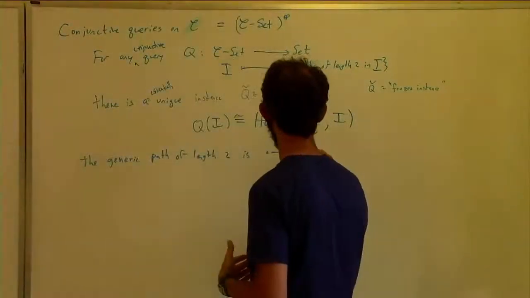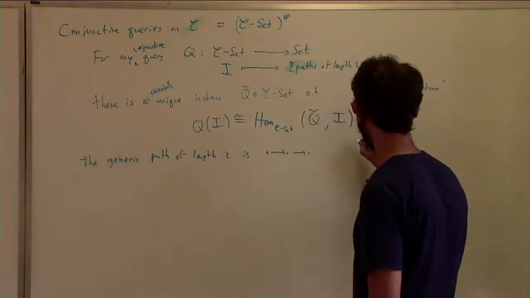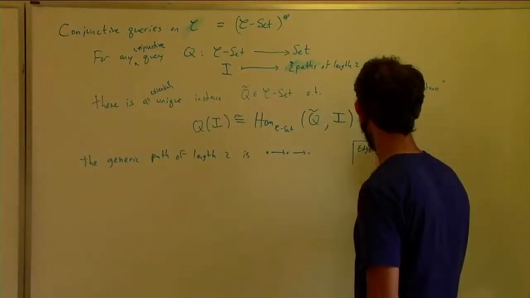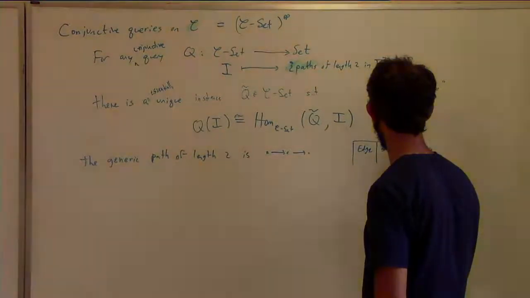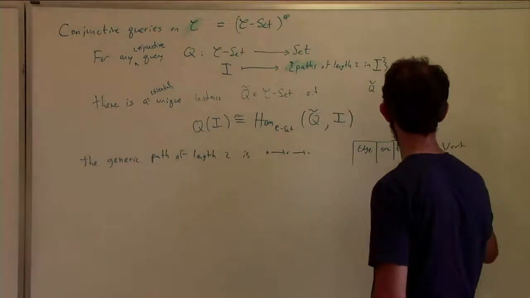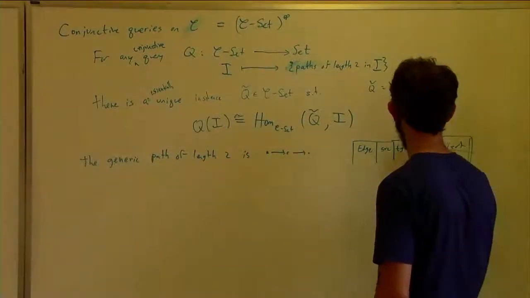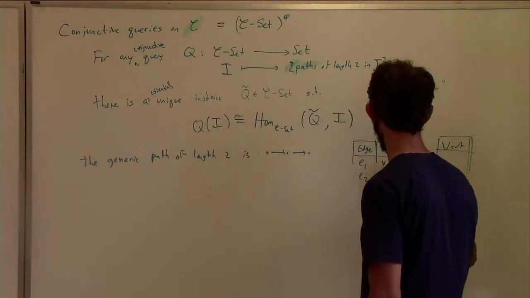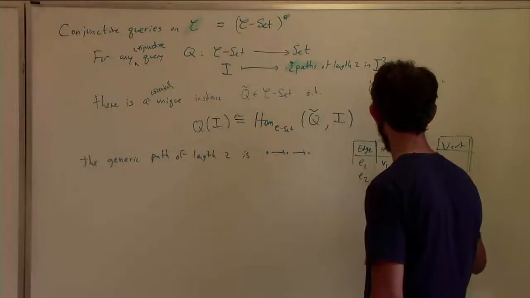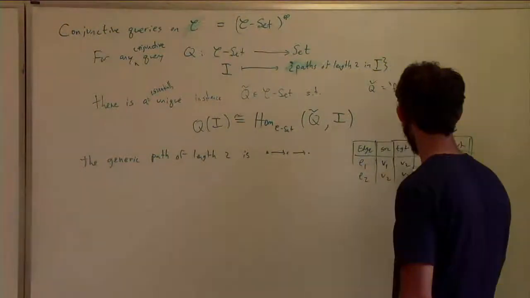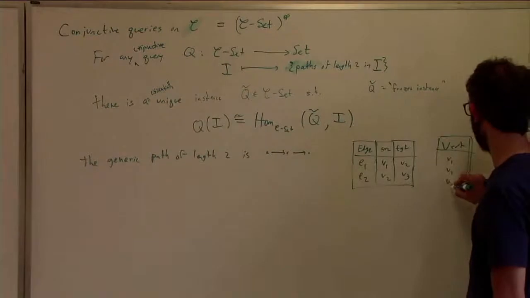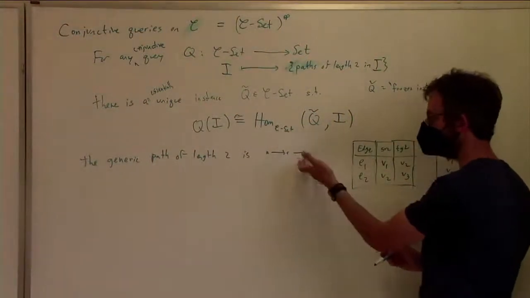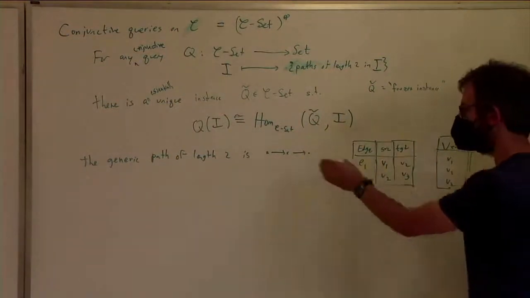In other words, it's like edge, source, target, vertex, E1, E2, whatever, V1, V2, V3. So if you look here, V1, V2, V3, the generic path of length 2 has 3 vertices and 2 edges, and I wrote it down. And up to isomorphism, there's only one of these.